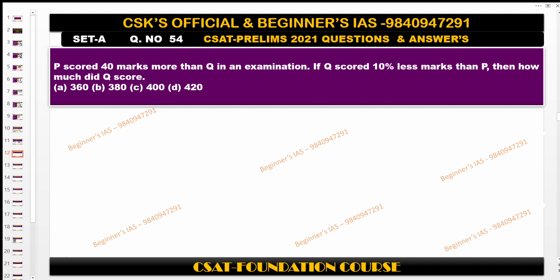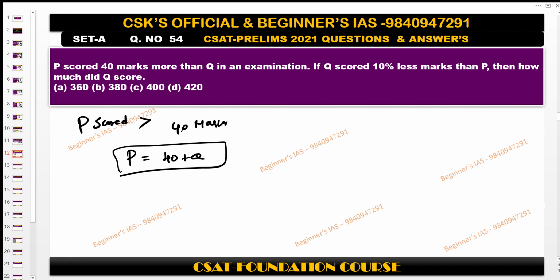This is a simple question, but here we need some understanding. P scored 40 marks more than Q in an examination. Listen carefully, P scored 40 marks more than Q. So that is the statement provided. Let me write it clearly for a better understanding. Therefore P is equal to 40 plus Q's marks. So this is one equation.